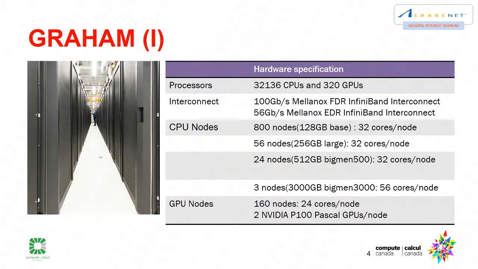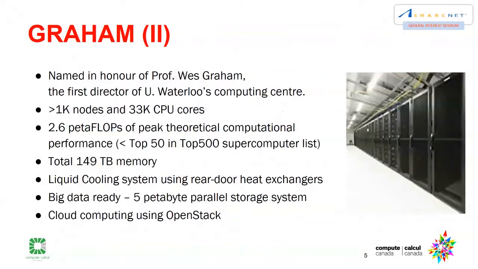Furthermore, Graham has GPU nodes as well. So if you target to run your NVIDIA code or GPU code, you can definitely submit your job to our GPU nodes. Graham is named in honor of Professor Wesley Graham, the first director of the University of Waterloo Computing Center. It has almost 3 petaflops of peak theoretical computation performance, which was within the top 50 in the Top500 supercomputer list 2 years ago. And total memory is almost 150 terabytes.